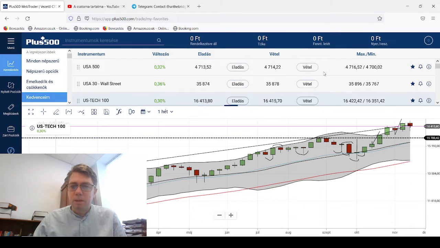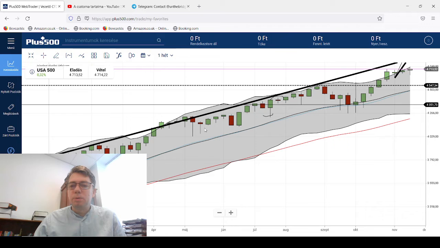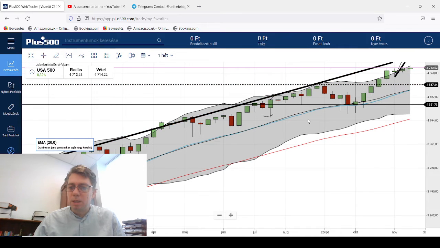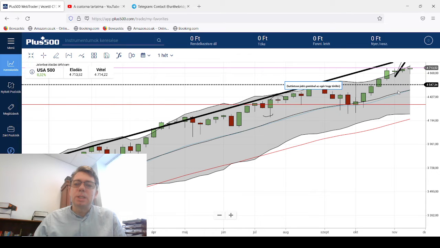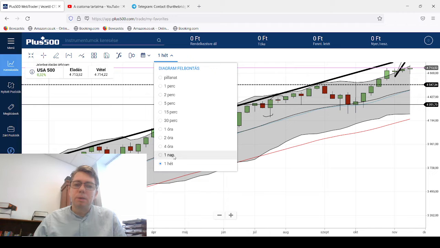So going over to S&P 500, I think we have a similar situation here. It's a strong uptrend. On the weekly, you can see here we have the 20 EMA. We only have wicks down below. It's a very strong bullish trend, and we are right now here. It's a bull trend.